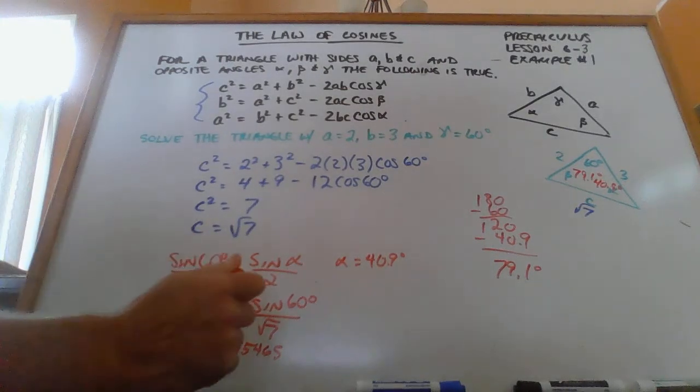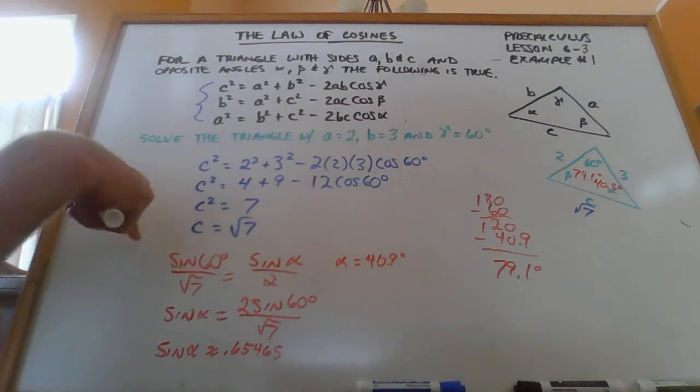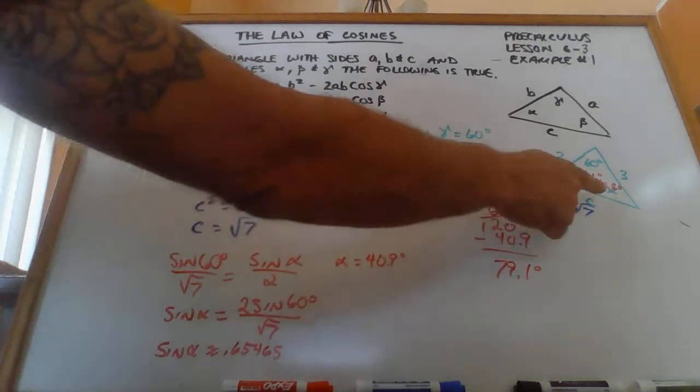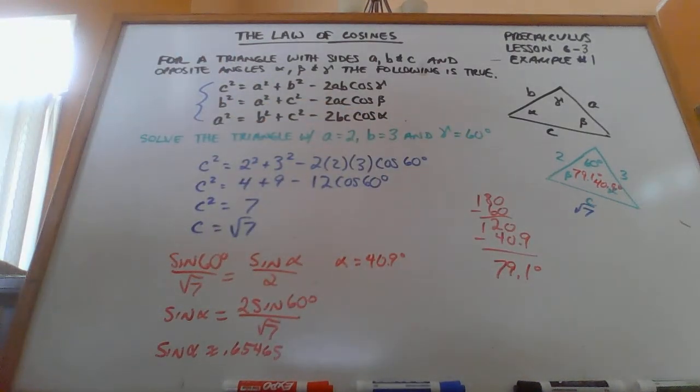Okay, so I used the law of cosines, the law of sines, and the fact that there's 180 degrees in a triangle. I could, if I wanted to, go and use the law of cosines on those two to find the angles. It doesn't matter. Whichever way works the best for you.